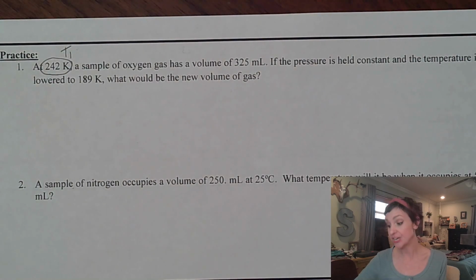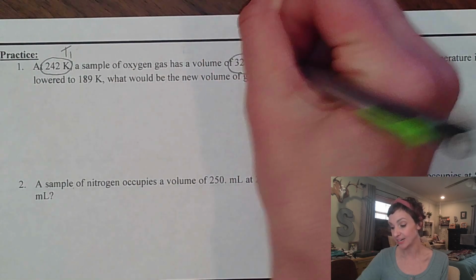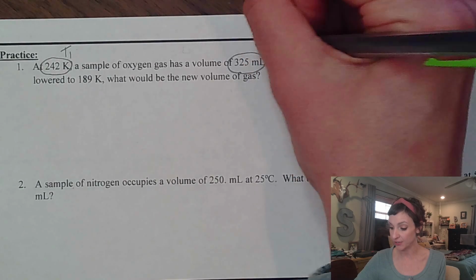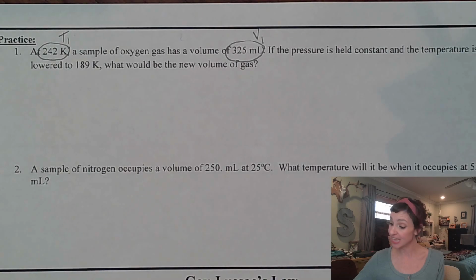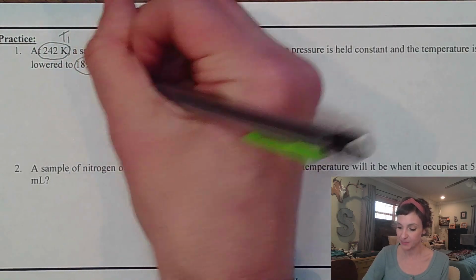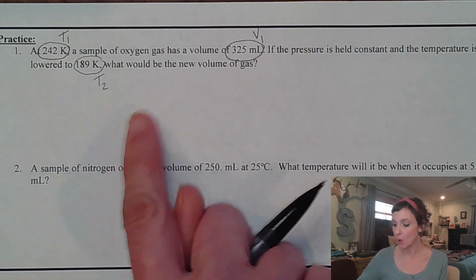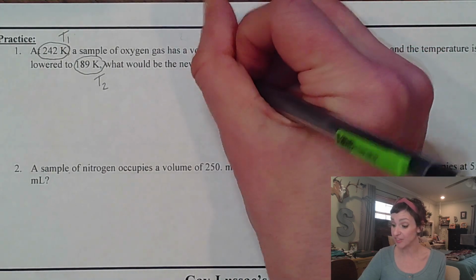A sample of oxygen has a volume of 325 milliliters. Milliliters is a unit for volume. So this is the volume that it was initially in, my V1. If the pressure is held constant and the temperature is lowered to 189 Kelvin, this is my second temperature, which is in Kelvin, what would the new volume of the gas be? So I'm solving for V2.